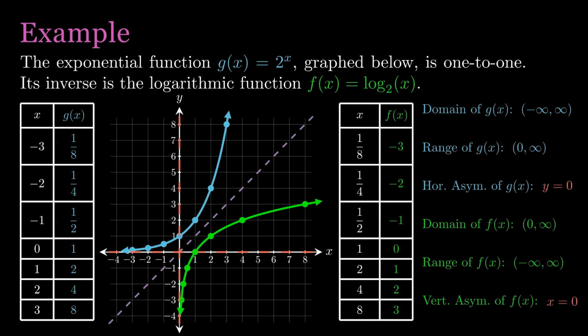A similar procedure can be used to graph any basic logarithmic function simply by reflecting the graph of its corresponding exponential function with the same base across the line y equals x, or simply by swapping the columns of the table of values to obtain some guide points on the graph of the logarithmic function.